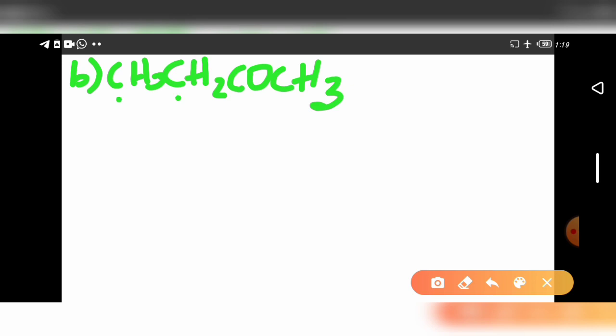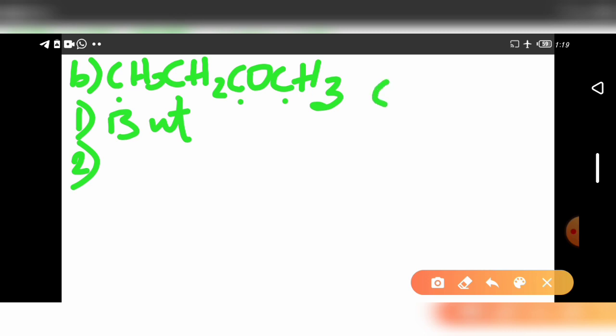1 2 3 4 carbon. So the root word is meth, eth, prop, but. So but. Okay, next, the second step: you have to identify whether it is in a single bond. These are in a single bond. You have to check it.